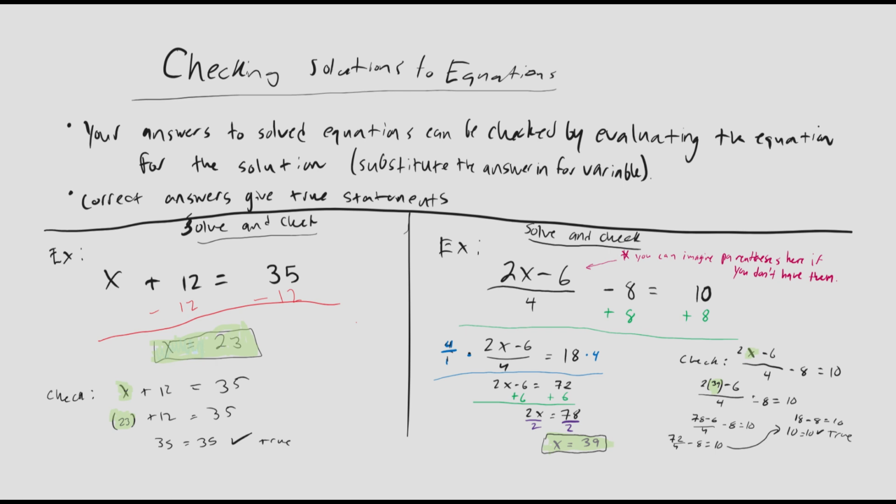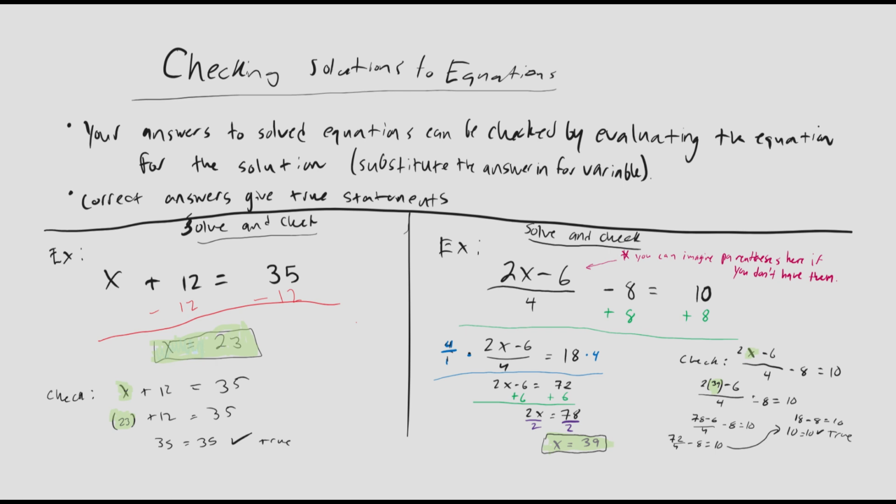What you would do then is rewrite the original equation. I highlighted the x there to show what I'm going to be replacing, and then I use substitution just like last lesson. I plug 23 in for x and see if the equation's true. Is 23 plus 12 35? Yes. 35 will equal 35 in that case. The equation's true. I got the correct answer.